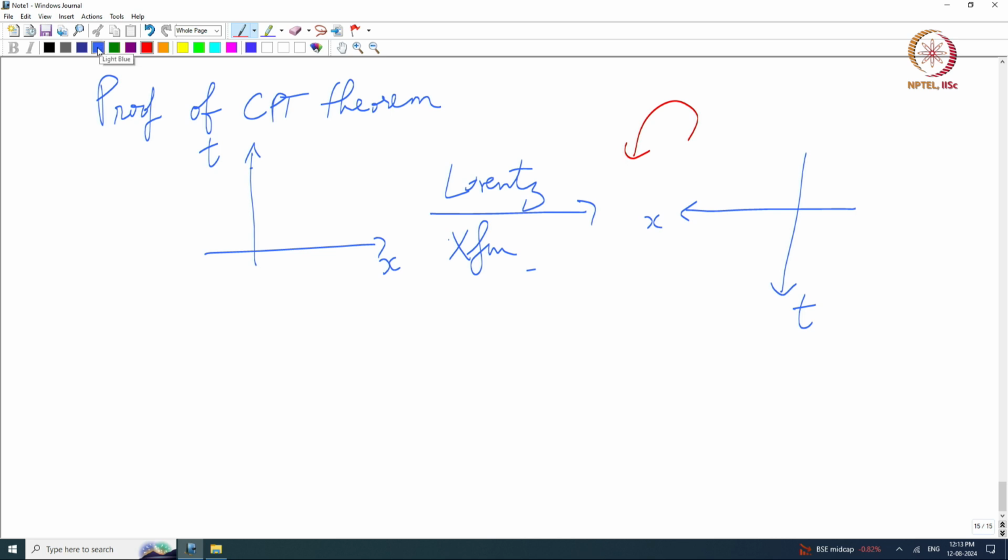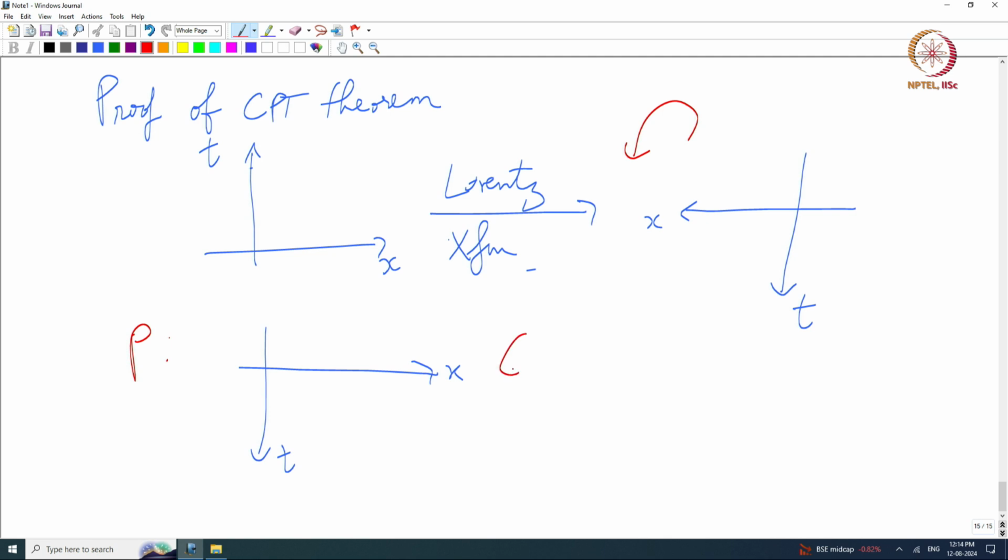Okay, that is my Lorentz transformation. Now, let us apply C, P and T here. What happens if I apply P? Under P, I have flipped my X but not the T, correct.